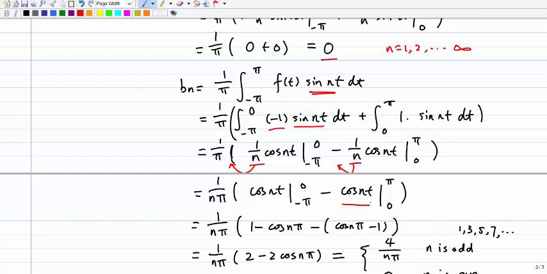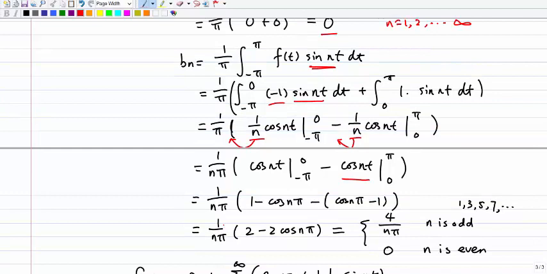So this guy is, when t is pi, cosine n pi, and when t is 0, cosine n times 0, cosine 0 is 1, so this is this one. When we write them together, it's 1 over n pi times 2 minus 2 cosine n pi. Because this may not be 0, okay?